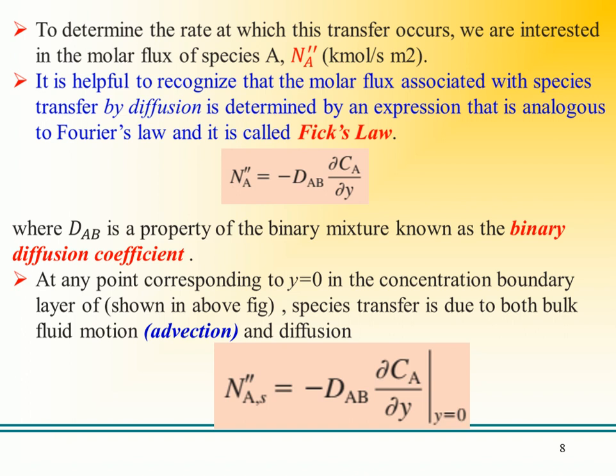NA double dash, the molar flux of the species being transferred, is minus DAB dCA by dy, where DAB is basically the binary diffusion coefficient between A and B. At any point corresponding to y equal to 0 in the concentration boundary layer, species transfer is due to both bulk fluid motion, this is advection, and diffusion. So we say NA double dash at the surface is equal to minus DAB dCA by dy at y equal to 0, at the surface. That is both the transfer due to the bulk motion and due to the advection, and this is the advection at y equal to 0.